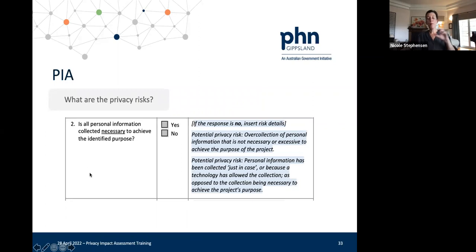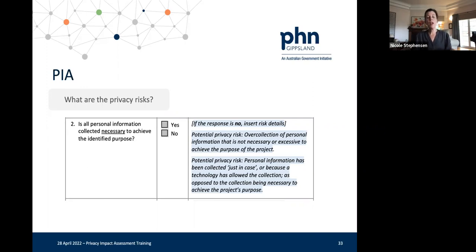So I want to talk about a couple of privacy risks just to give you a sense of how this works in practice. Before, when we talked about the amount of personal information that was potentially going to be collected, we talked about different elements of personal information, like a person's name and their email address, their date of birth, their gender, etc. So privacy principles ask us to consider whether what we are collecting is necessary to achieve our purpose, and whether or not it is excessive for fulfilling that purpose.